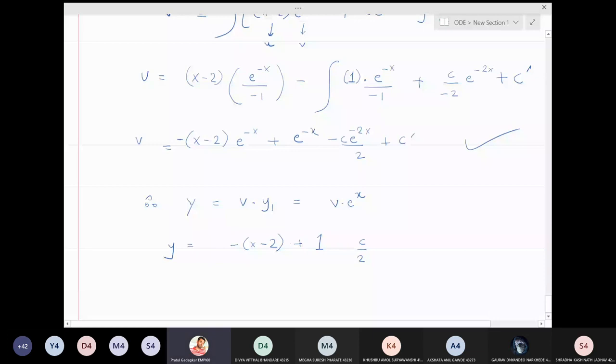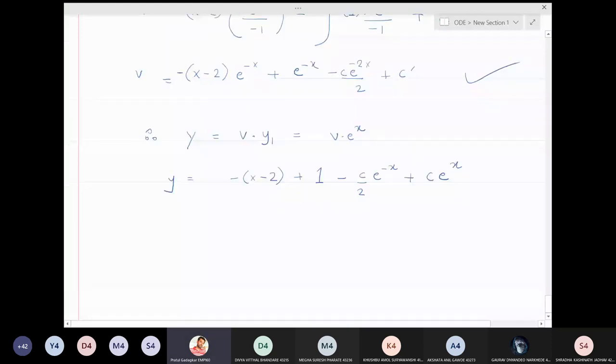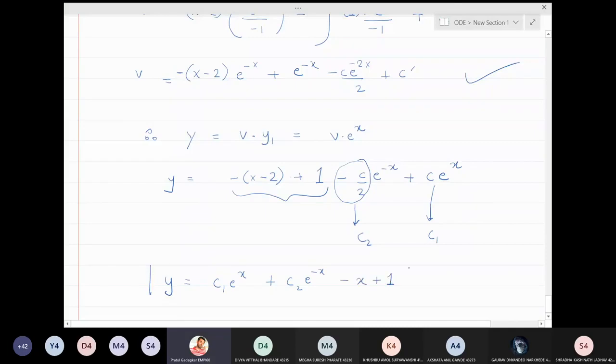4 minus x plus c dash e power x. Okay, and this means that I'm getting, this is my c1, I suppose this is my c1. Okay, c1 is c, and this entire thing is my c2, and what finally it comes up to be is y is equal to c1 e raised to x plus c2 e raised to minus x. And what is this entire calculation? Minus x plus 1. Okay, minus x plus 1, and this becomes your general solution.